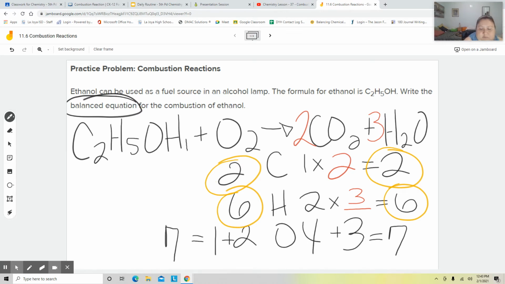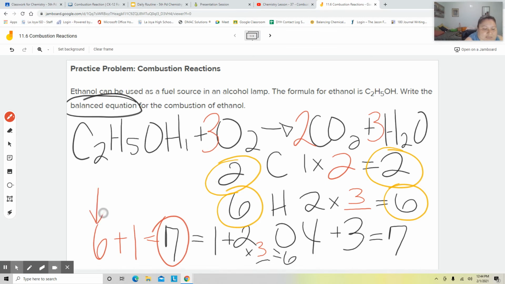What do I need to multiply here in order to make a 6? What goes in the blank? 2 times 3, right? If I multiply this guy by 3, I can get the 6 plus the 1 and make that 7 that I need, right? So what am I going to do? I'm going to put the 3 here, right? That'll make a 6 plus the 1 that's here makes 7.